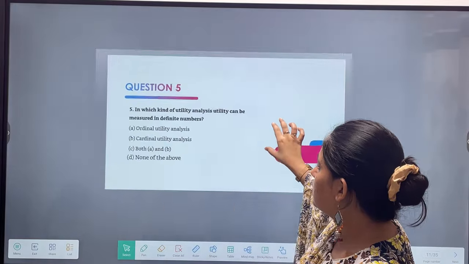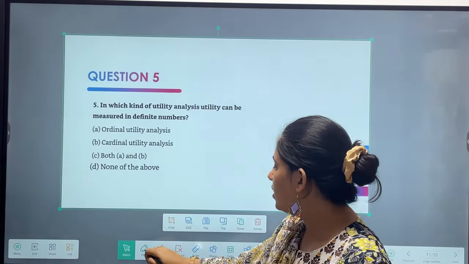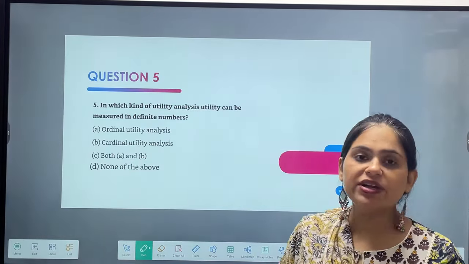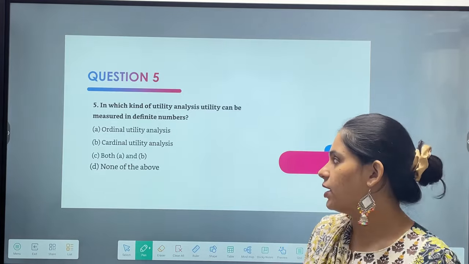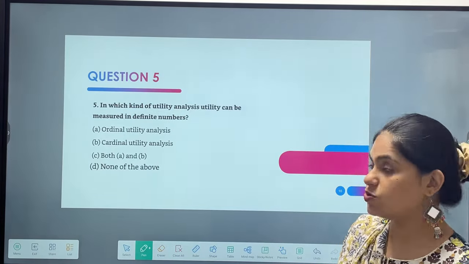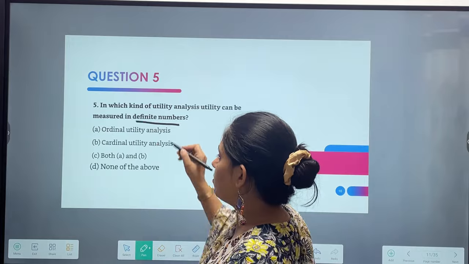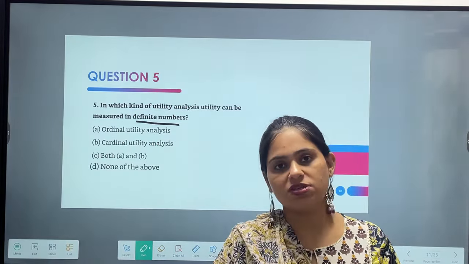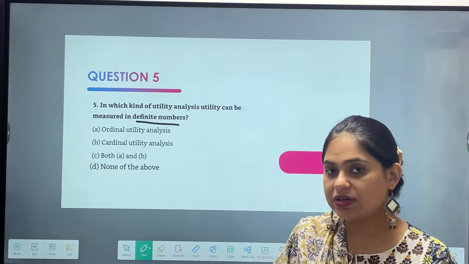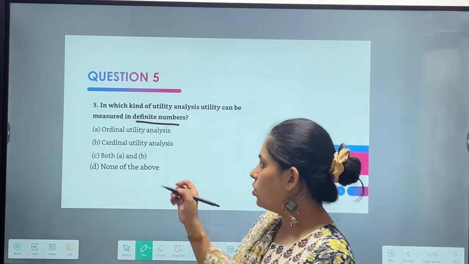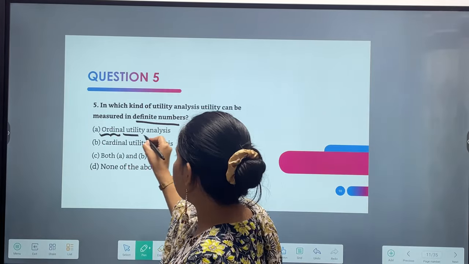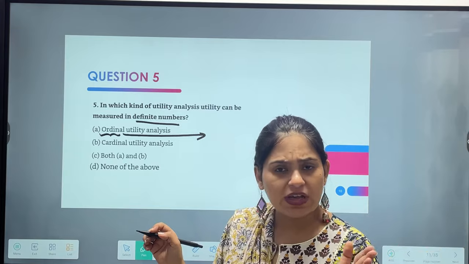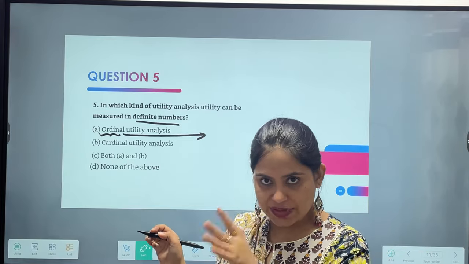It says, in which kind of utility analysis utility can be measured in the definite numbers, which means I can measure it in terms of number. Ordinal concept, cardinal concept, both, none of these. Remember the meaning of each term. Ordinal, if you go to statistics and you search, in which there are different ways of going ahead and calculating numbers, ordinality means ranking.